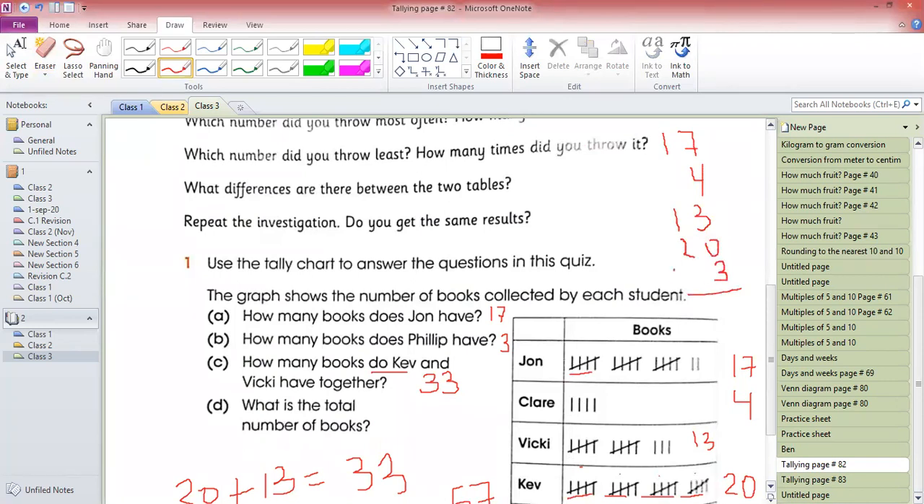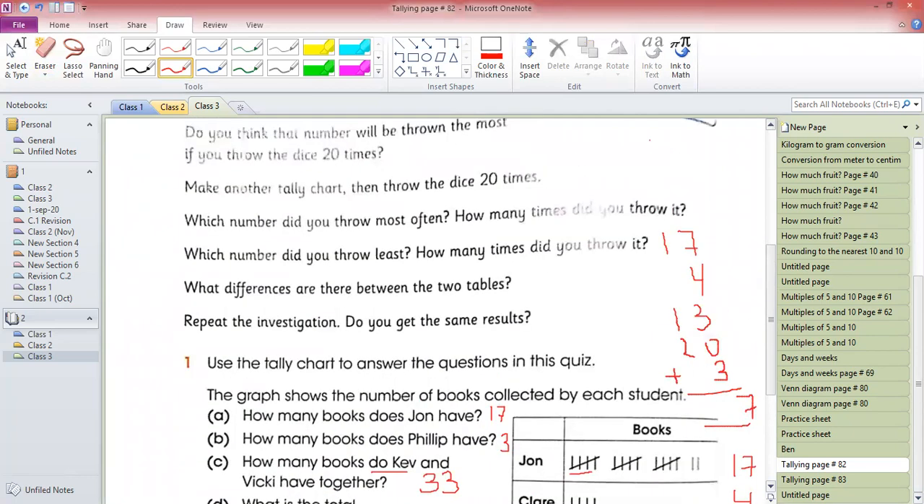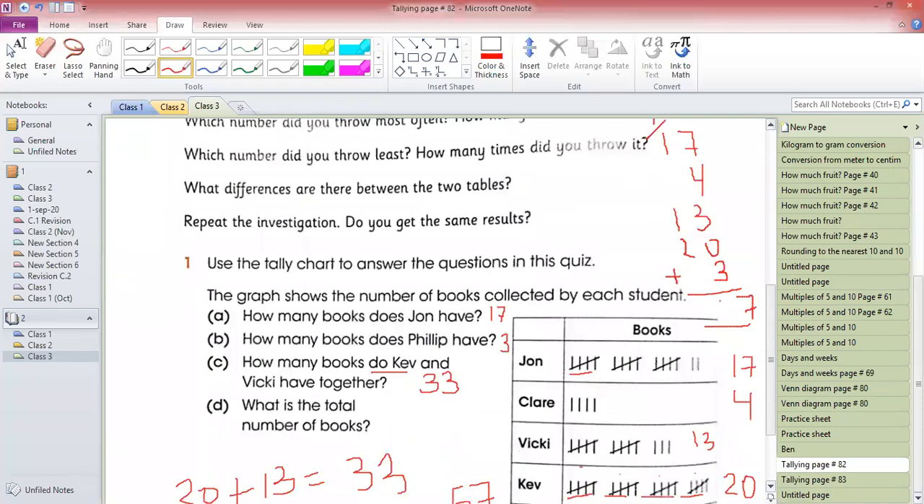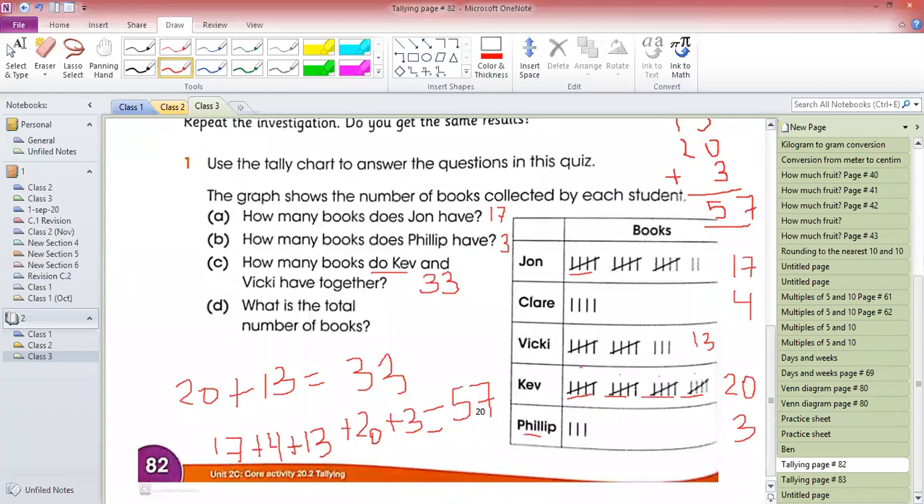Okay, you have to add. So 3 plus 0 is 3, 3 plus 3 is 6, 6 plus 4 is 10, and 10 plus 7 is 17. 7 here, 1 carry. Now 1 plus 1 is 2, and 2 plus 1 is 3. 3 plus 2 is 5. So the answer is 57. That means the total number of books is 57. So you will write 57 here. That means all students have 57 books altogether.